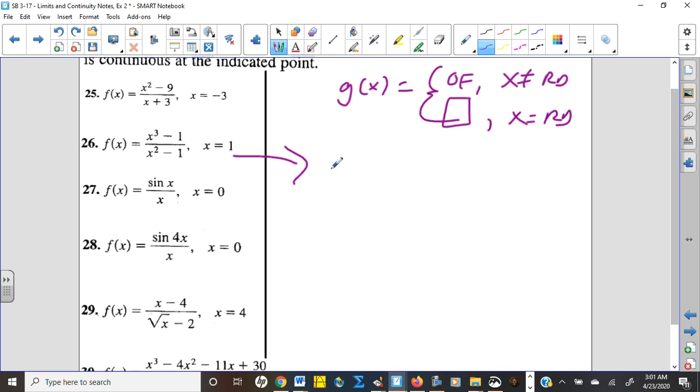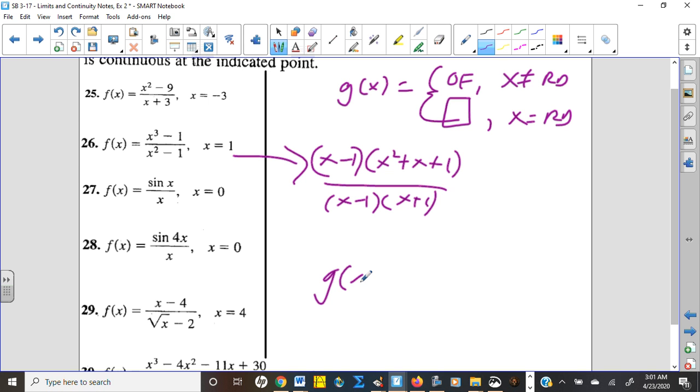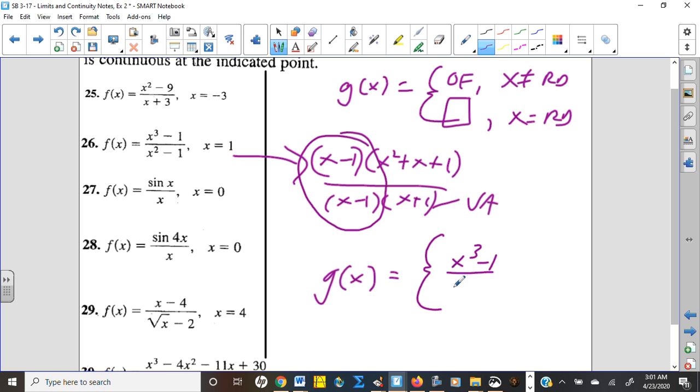Okay, so 26, we have a difference of cubes on top, so x minus 1, x squared plus x plus 1, over a difference of squares, x minus 1, x plus 1. So g of x is going to be, we can see, the positive 1 is the removable one. There's a vertical asymptote creating an infinite discontinuity at x equals -1, but there's not a darn thing we can do about that. So the original function, x cubed minus 1 over x squared minus 1, when x is not equal to 1, which is everywhere except for 1.